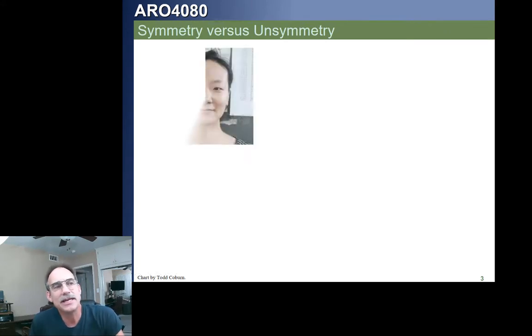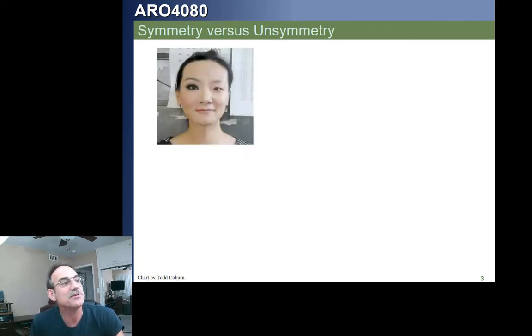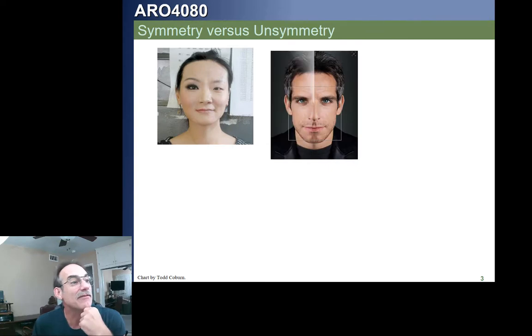So symmetry is important. We see that in our everyday lives. We kind of hope that we're symmetric. Every time I look in the mirror, I wish I was a tad more symmetric. We generally avoid being non-symmetric. This guy looks fairly symmetric, but I don't think I want to look like him. I don't know about you guys.